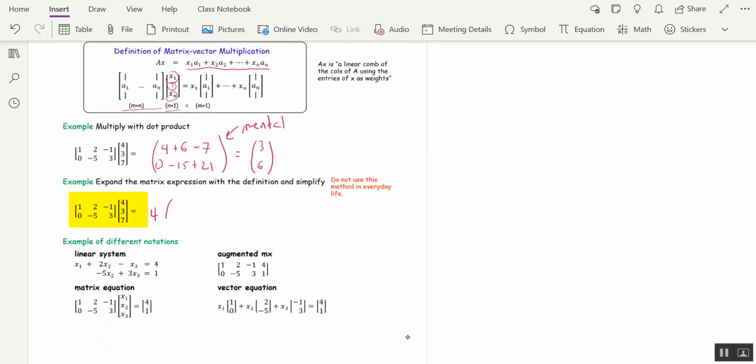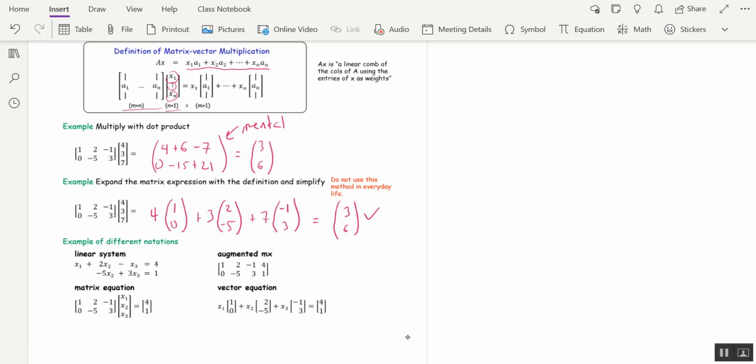You would take 4 times the first column of A, 1, 0, and then add on 3 times the second column of A, which is 2, negative 5. By the way, I meant column, the second column of A, and then 7 times the third column of A, which is negative 1, 3. All right, and then distribute the 4, distribute the 3, distribute the 7, add those 3 vectors together. I'll let you verify you indeed get 3, 6. So it's the same thing.